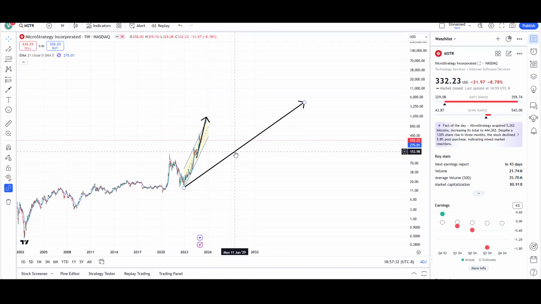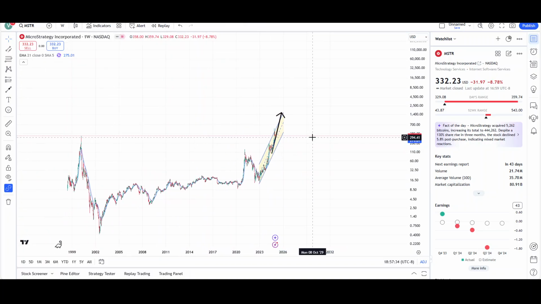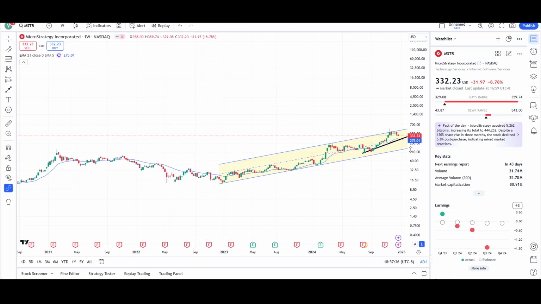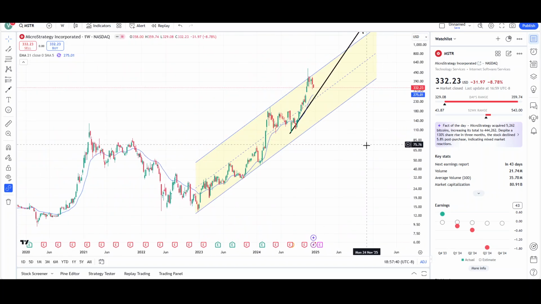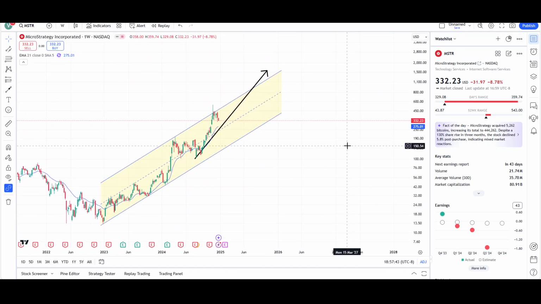So $4,400 for MicroStrategy. So I'm still pretty bullish on MicroStrategy long term. It doesn't show any signs of a top. It still looks pretty good. I think this is definitely still a pullback. I don't think it's ending right now. I still think it looks like it wants to continue trending lower.